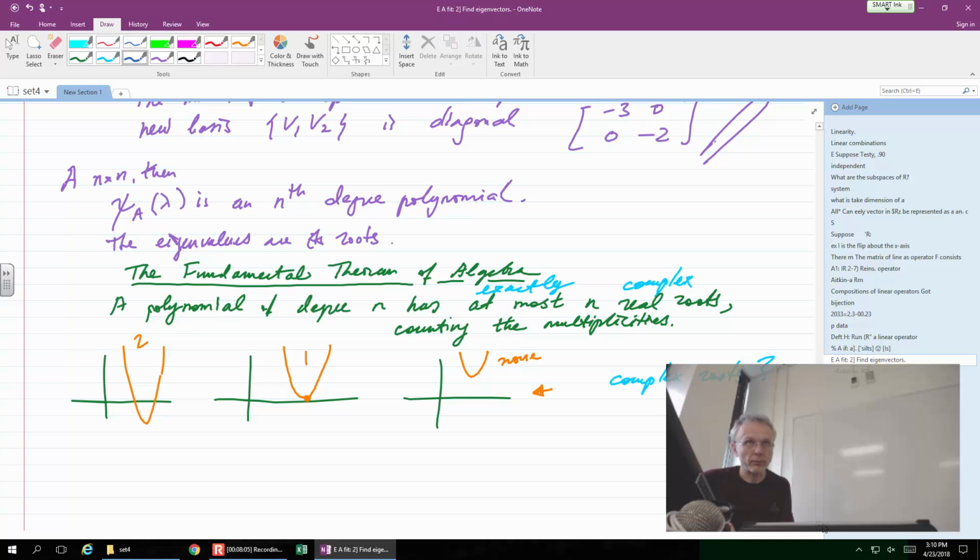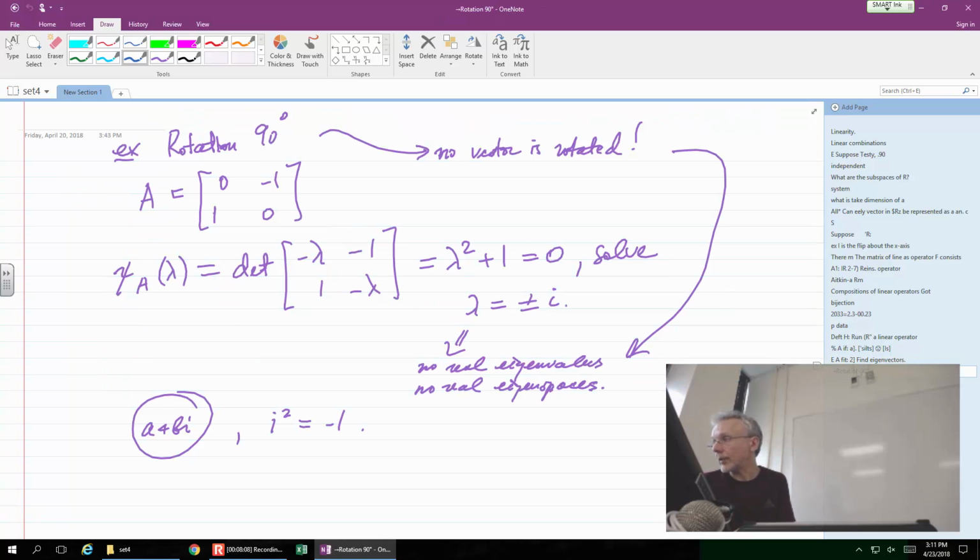there are no roots. Okay, so the situation that started over here, a rotation through 90 degrees, has produced a quadratic polynomial that has no roots. Okay, so no roots, no eigenvalues. Okay, no real eigenvalues, and therefore, what does it mean? It means that no vector is stretched. That was a typo.